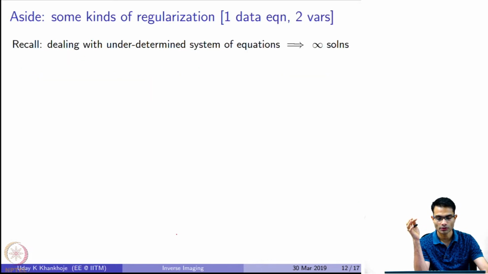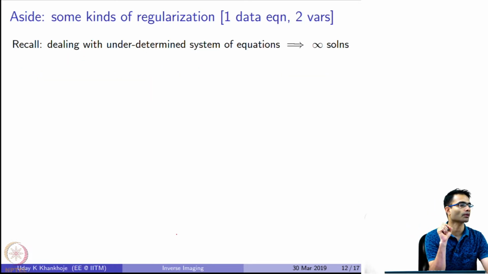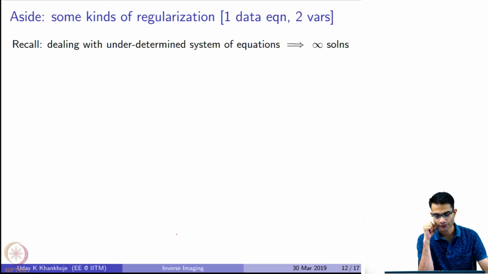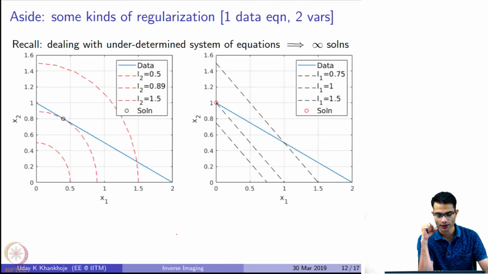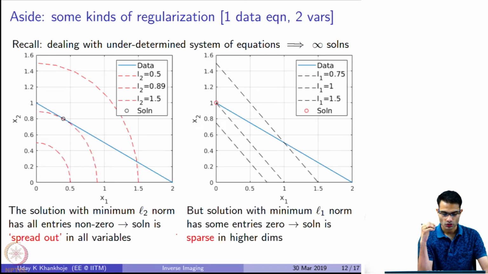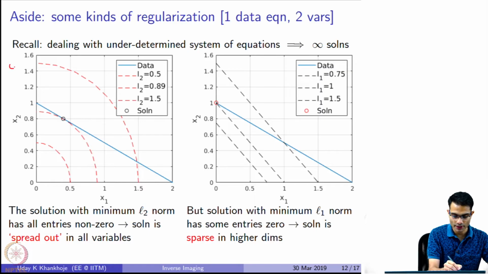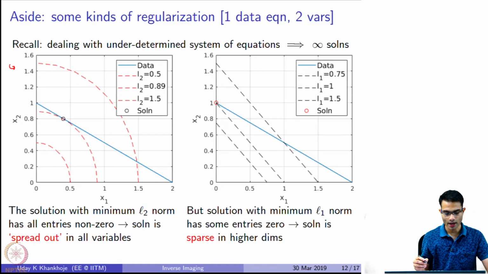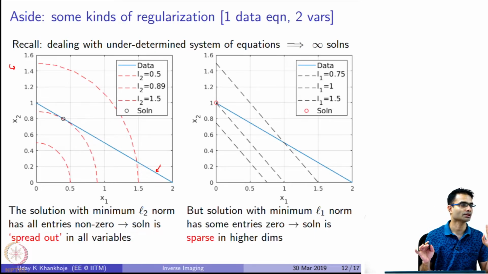So now what we'll do is we'll just look at a property of 1 norm versus 2 norm, and then motivate why 1 norm is a good idea. Infinite solutions are there for underdetermined systems. Let's look at 2 separate cases. This first case is where I have this blue line. 2 variables, 1 equation. That's the simplest thing we can visualize.